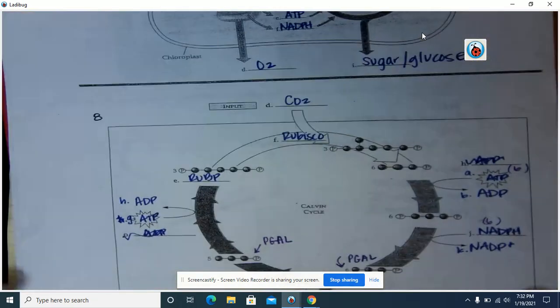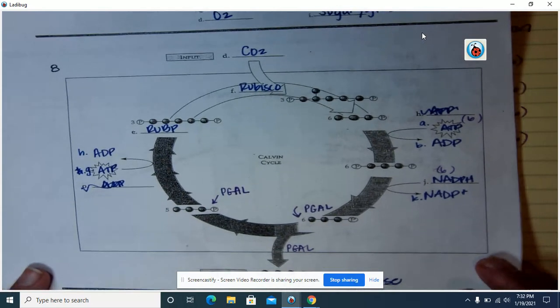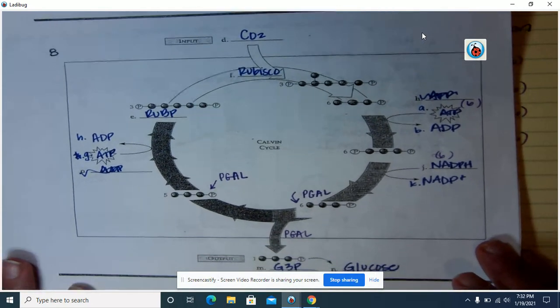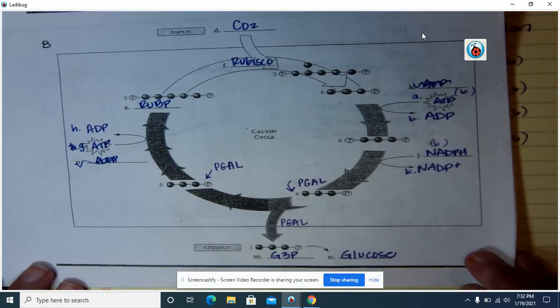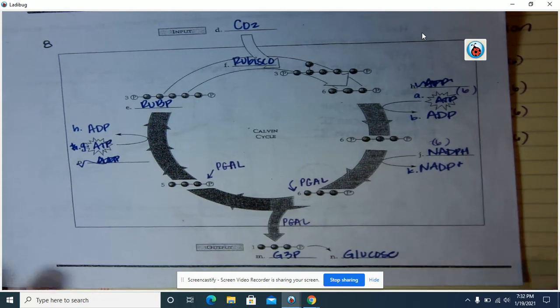Here's the picture that goes with your paper. I would like a little more detail, more like what I drew out. But if you want to pause the video and make sure you've got everything filled in, check yourself. Okay, those are the basics of the Calvin cycle.